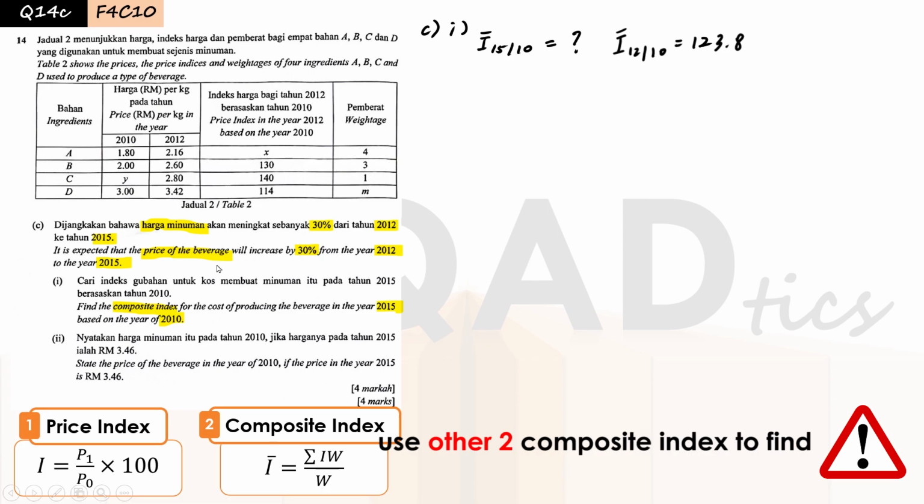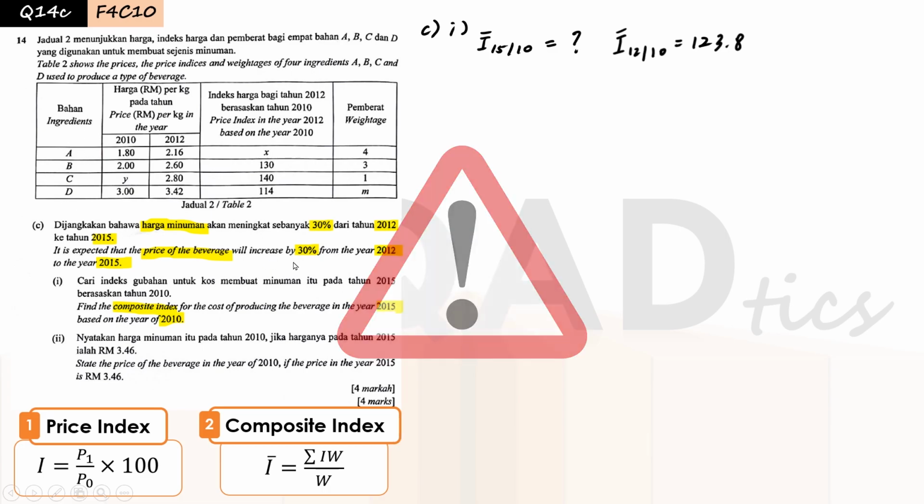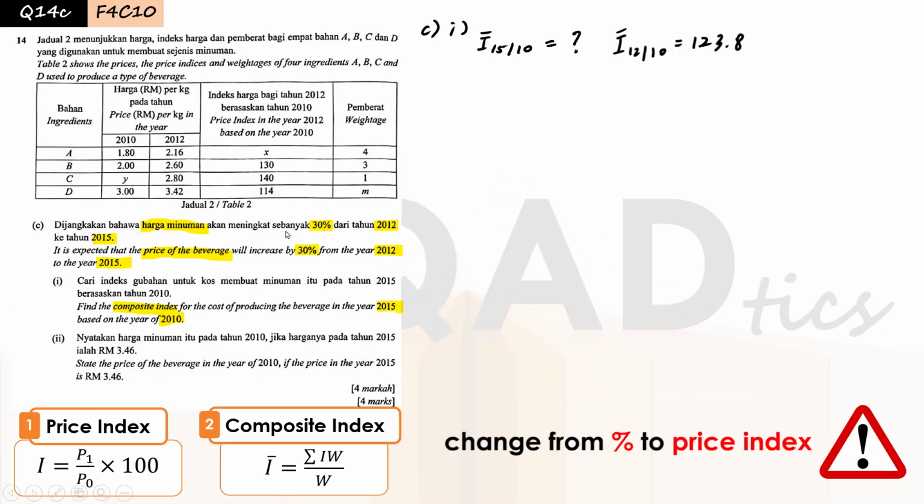As we know, the beverage here includes all of the ingredients here. It's similar to a composite index. We include all of the individual indices and the individual weightage, then we combine them together. So similar to the beverage, which includes all of the ingredients. Okay, so now the issue is we only have the percentage. We don't have the price index form.